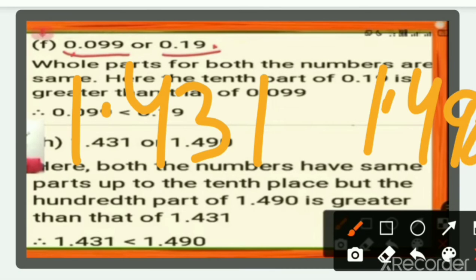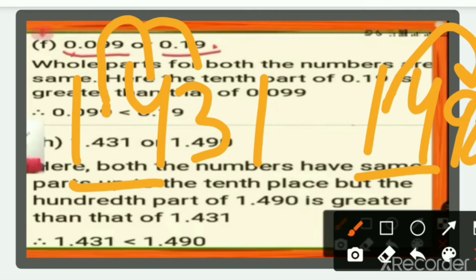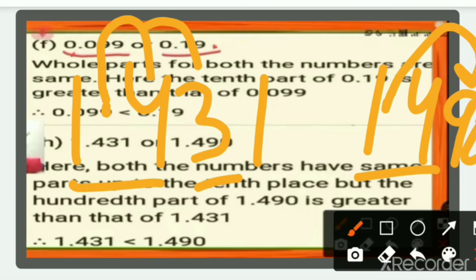1.490. Okay, so here we have 1.4, here also we have 1.4, both are same, but the 100th place, see after the decimal point, this is the 10th place, this is the 100th place. So here is 9 and here we have 3. So which one will be greater? 1.490 will be greater than 1.431.